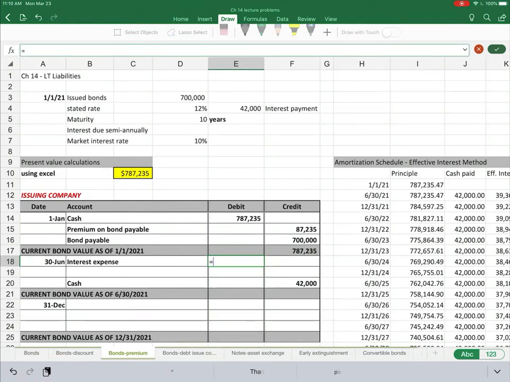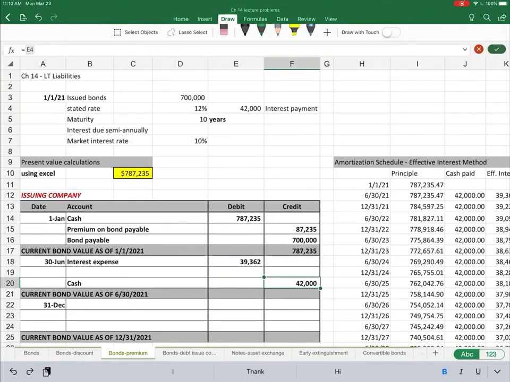The exact same process. We take the current value of our bond, which is the bond plus its premium amount. We multiply that by the market rate of interest. And again, because we have semi-annual interest in this instance, we're going to divide by 2. That gives us our interest expense as of June 30th.